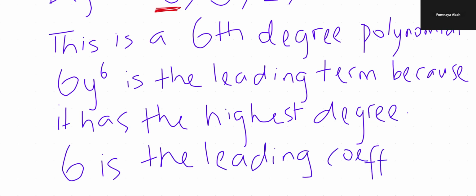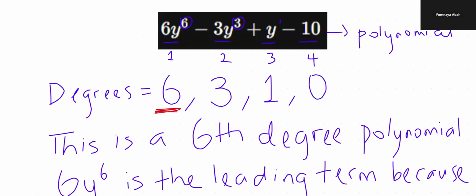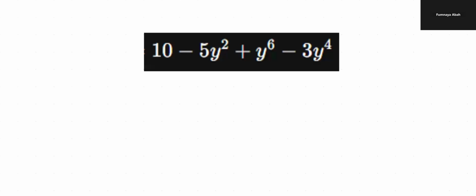All right, so this was just another example where we had to find the degrees of the terms, the degree of the polynomial, the leading term, and the leading coefficient. So let's do another example. So we have this expression. Something to note is that in the other expressions we've been working with, we've had the luck of having the terms arranged in descending order.